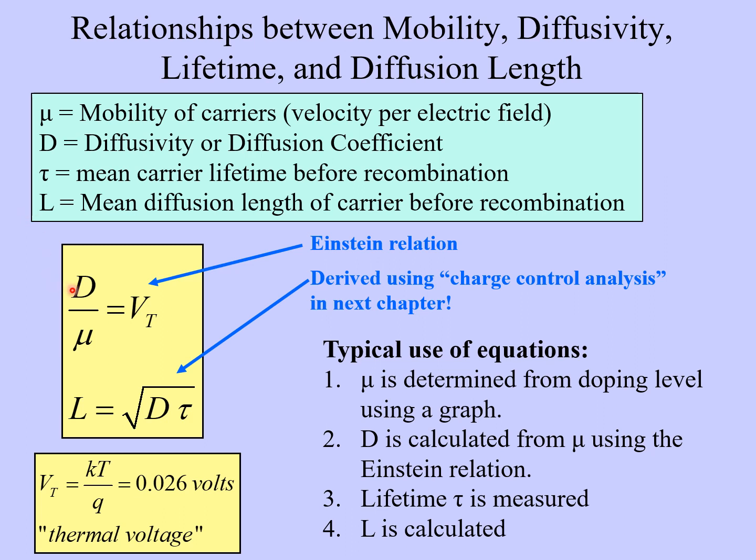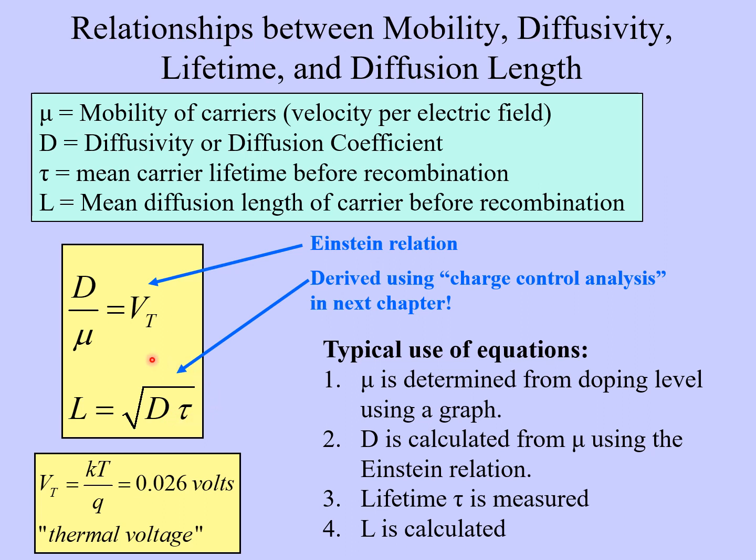We learned that D and mu are related by the Einstein relation. So D over mu is equal to kT over q, which we call the thermal voltage Vt, which, by the way, shown down here, is 0.026 volts. The other expression here we haven't seen yet, and we'll derive it in the next chapter. For now, all we need to know is that L, the diffusion length, is related to the diffusivity and the lifetime by this equation. It's equal to the square root of the diffusivity times the lifetime.